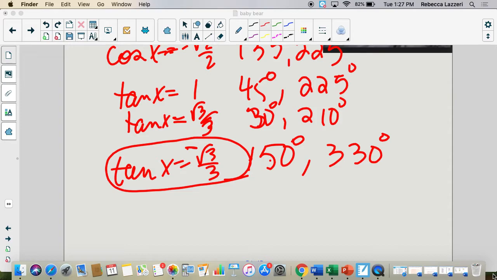Now, how are you gonna find the angle? You're looking for the angle. Somebody's found it by now, haven't you? 30. Arctan is negative square root of 3 over 3.